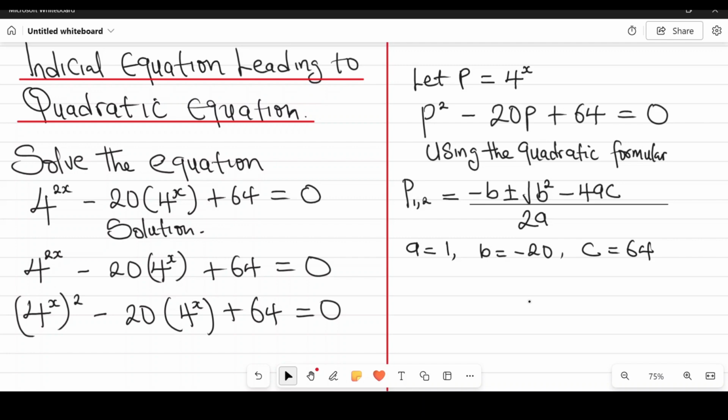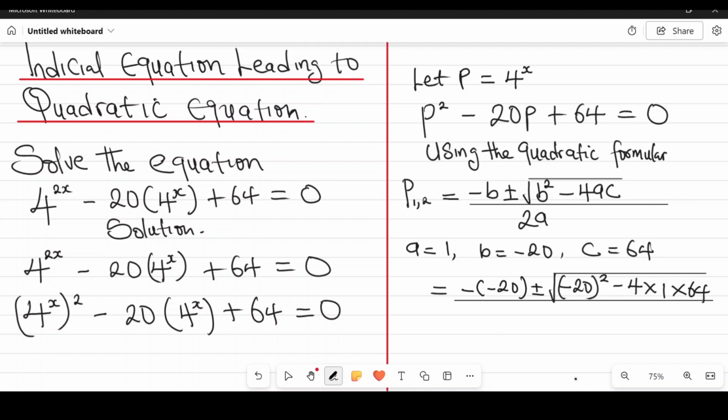So upon substitution, our equation becomes minus negative 20 plus or minus the root of negative 20 all squared minus 4 times 1 times 64. Everything will be divided by 2 times 1. So at this point, we will have to simplify our equation.